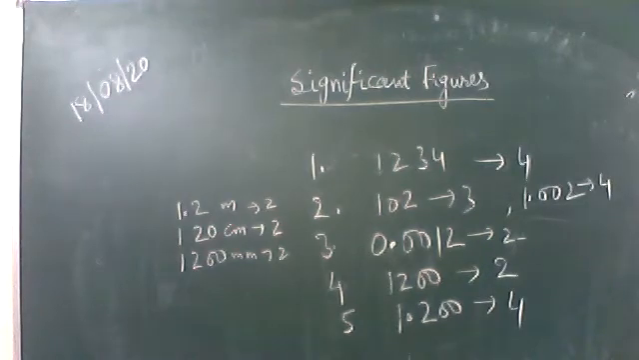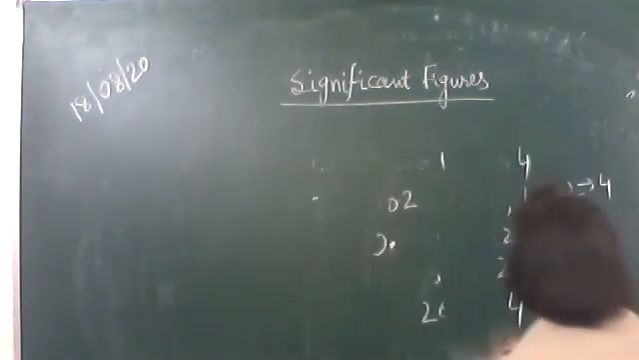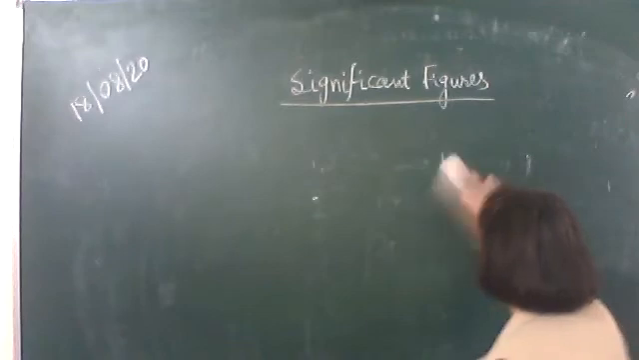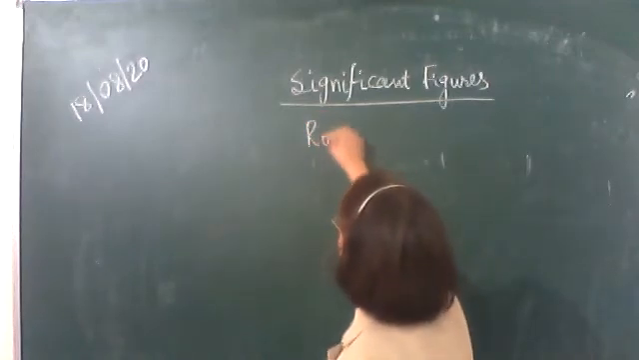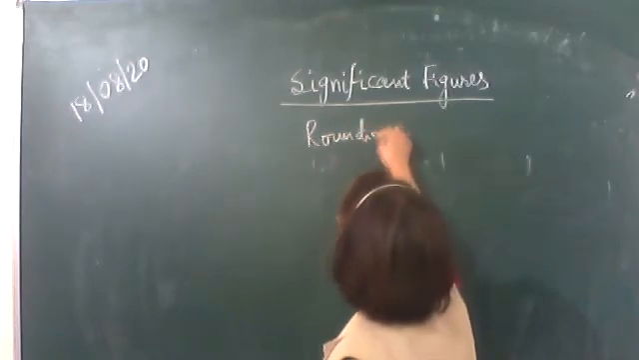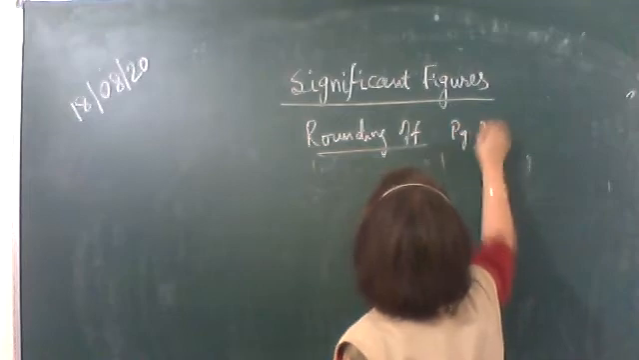Here, page number 29. It is given in the bold letters. You can read from there. Page number 29, to round off the result. Rounding off any result is given on page 29 in the bold letters.